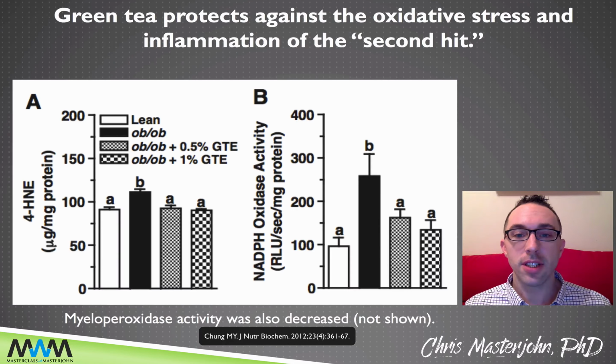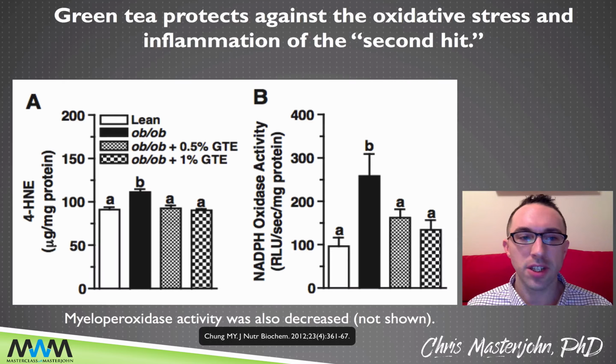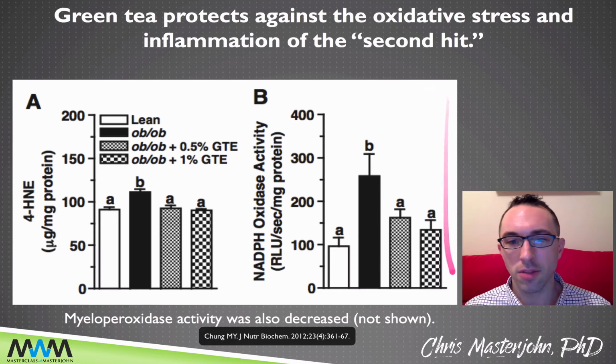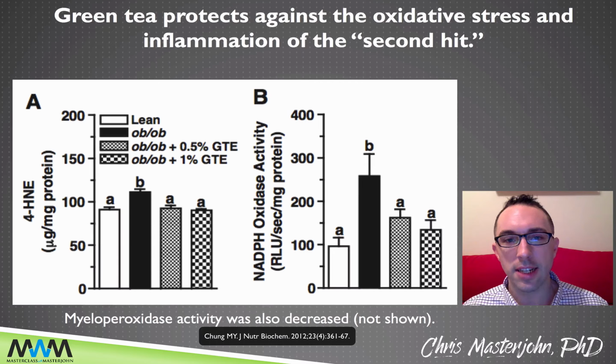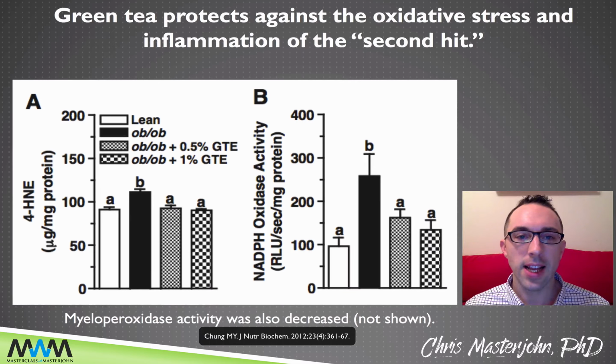The data that are on the screen now look at the second hit of fatty liver disease, oxidative stress and inflammation. 4-HNE is shown on the left. This is a marker of lipid peroxidation. NADPH oxidase activity is shown on the right. Although NADPH oxidase activity causes oxidative stress, the activity of that enzyme is a marker of inflammation because the immune system is what's making the NADPH oxidase.